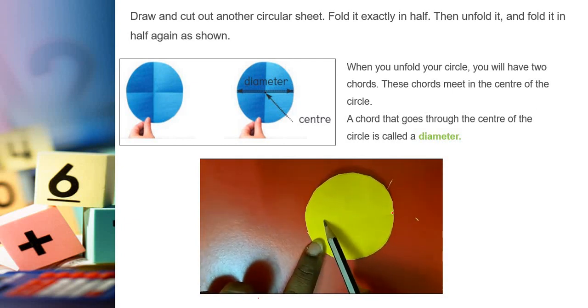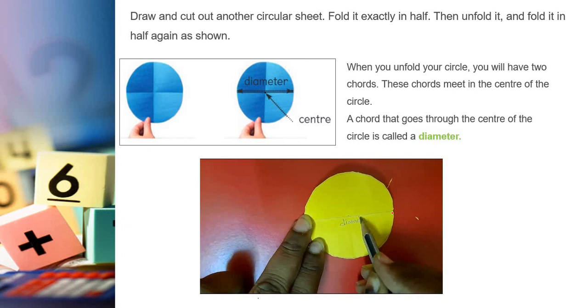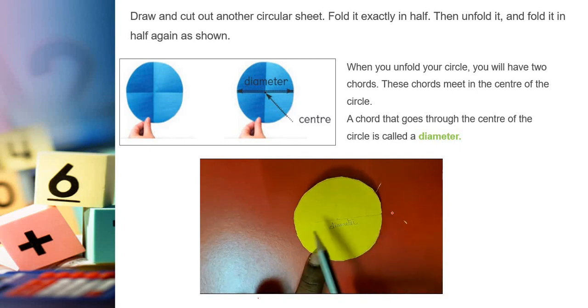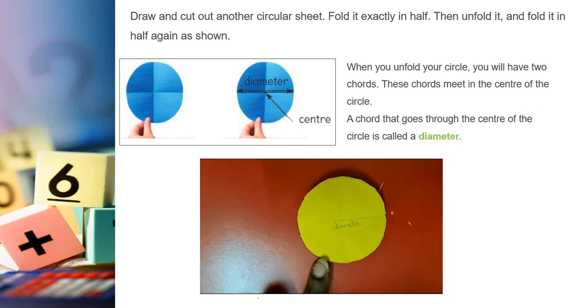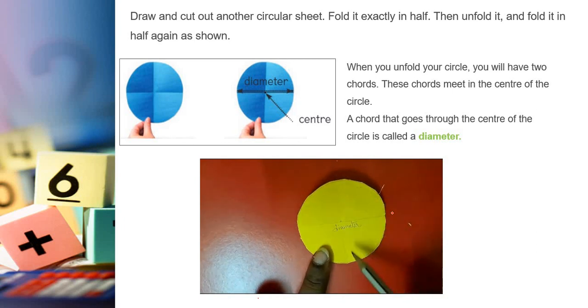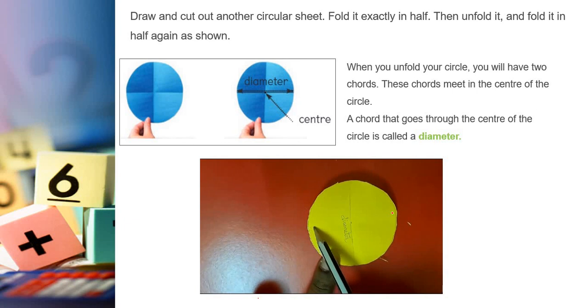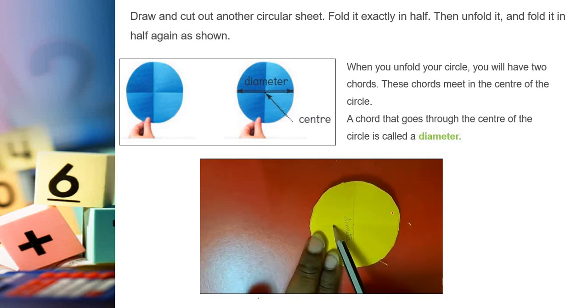See the diameter, everyone, children. A chord that goes through the center of the circle is called a diameter. The diameter is the longest chord that can be drawn in a circle. All diameters of a circle are equal in length.